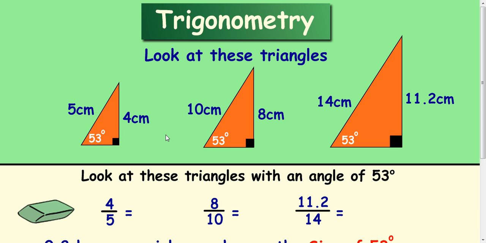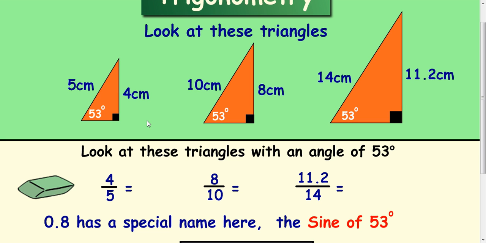So as long as all the triangles have got 53 degrees on them, if we divide the opposite side by the hypotenuse side, we can see what happens. So if we do 4 divided by 5, then 0.8 pops out. Another triangle with 53 degrees on it, if I take 8 and divide it by 10, I get 0.8. And another triangle here with 53 degrees, if you measure the opposite and the hypotenuse and divide them again, you get 0.8. And basically any triangle with an angle of 53 degrees in it, if you measured accurately the opposite side and the hypotenuse and divided them, then you would get roughly 0.8, depending on how accurate you were.